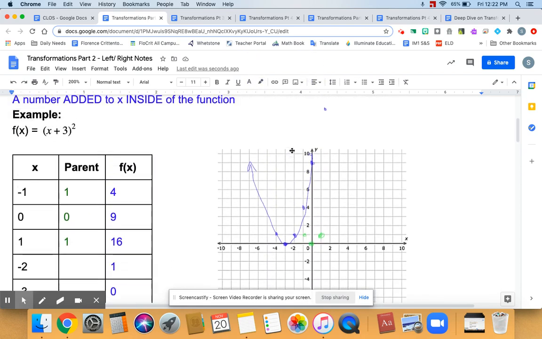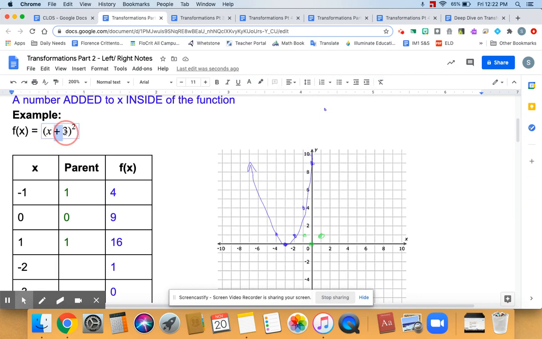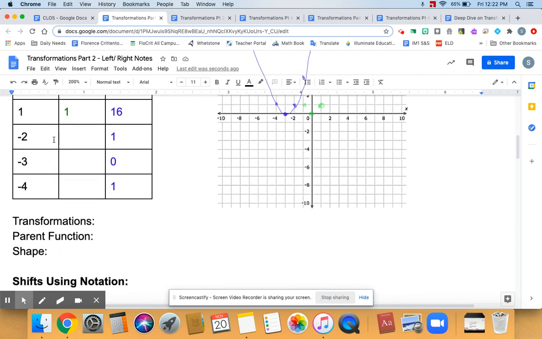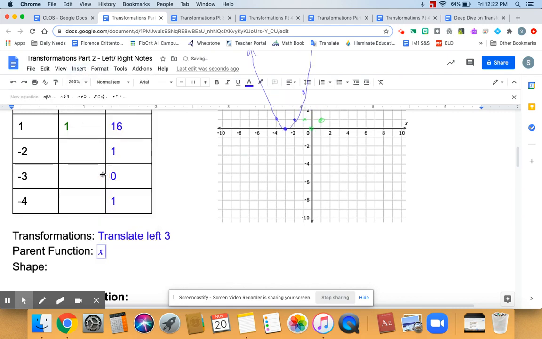So when I look at this and I see the +3 inside the parentheses getting squared with the x, I know my transformation is to translate left 3. I would have had to identify in the situation that my parent function is the x squared, which is a quadratic. And the shape quadratics make is the parabola, that little U shape.